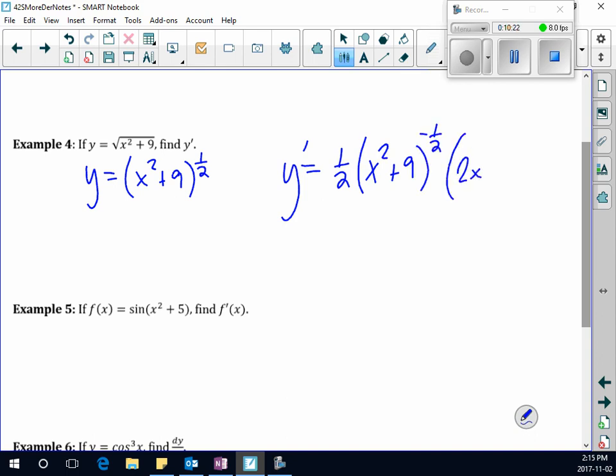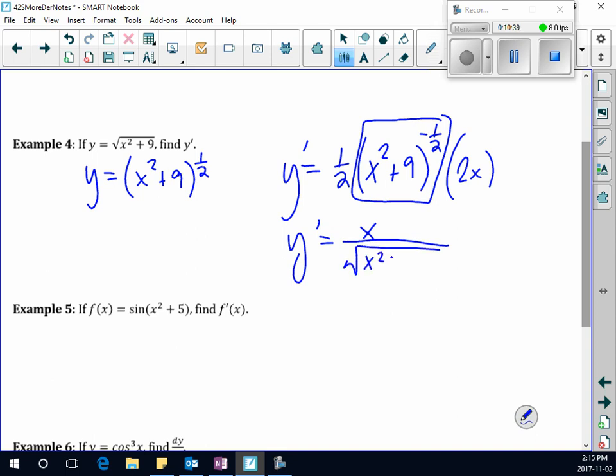Times 2x. Okay, now this one we could actually simplify. So the 2x times the 1/2 would give us x, and then what would this be written as? Over the square root of x squared plus 9. No, you wouldn't square root that. You can't, because x squared plus 9 is not (x plus 3) times (x plus 3). Can you leave it as the third one? If it was find the answer and do not simplify, yes. But if it was a multiple choice, it's probably in this form.